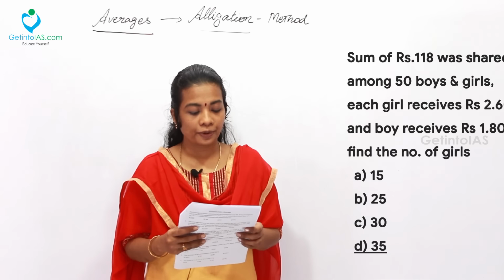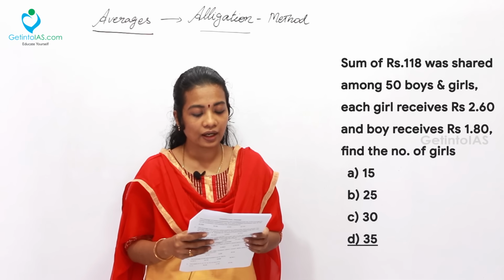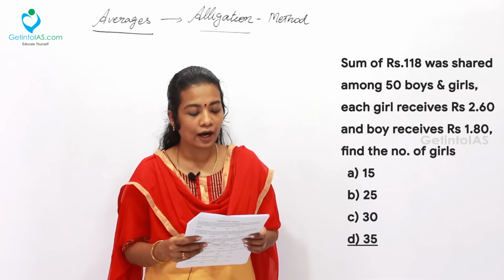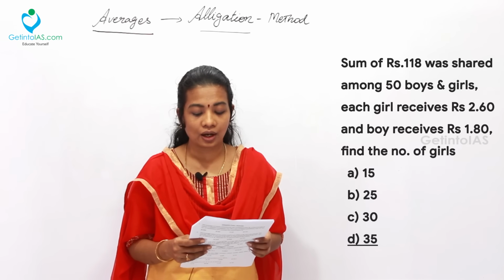Now it's your turn to answer. A sum of rupees 118 was shared among 50 boys and girls. Each girl received rupees 2 rupees 60 paise and each boy received rupees 1 rupee 80 paise. Find the number of girls. Your options are A 15, B 25, C 30 and D 35. Here the phrase 50 boys and girls says the overall number of boys and girls together.